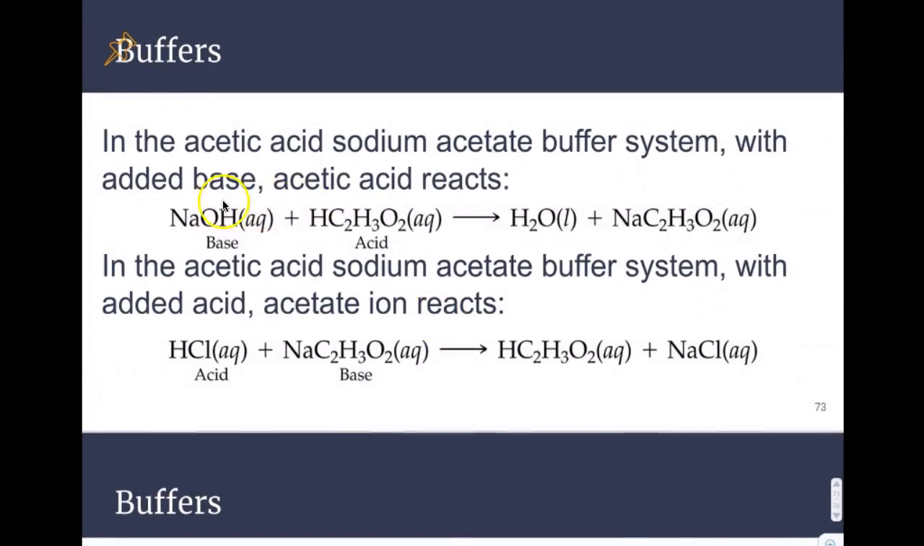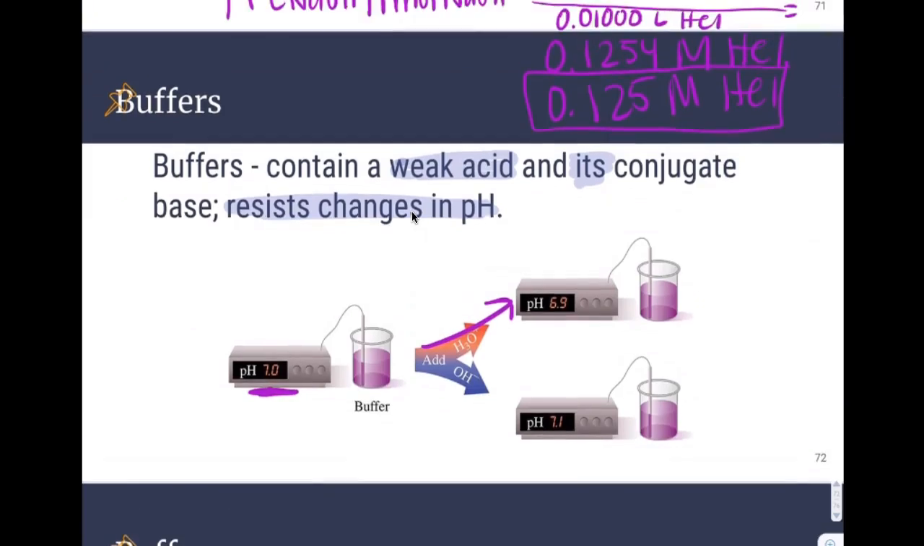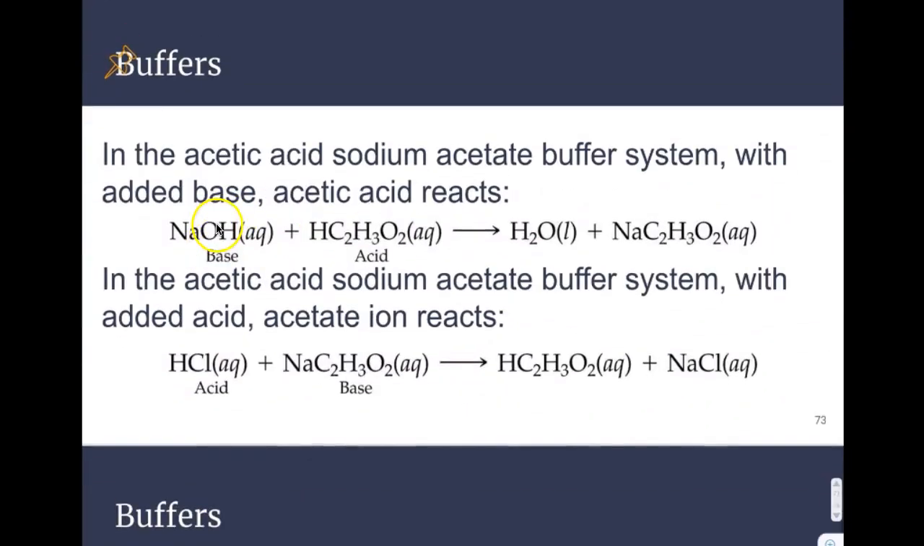And so here's how a buffer system works. If you add a base to a buffer system, the base will react with whatever acid you have. So you're looking at a buffer, it's got two parts. It has an acid and it has a conjugate base. So when you add a base, the acid comes in to neutralize it. When you add an acid, the conjugate base of that acid comes in to neutralize it.